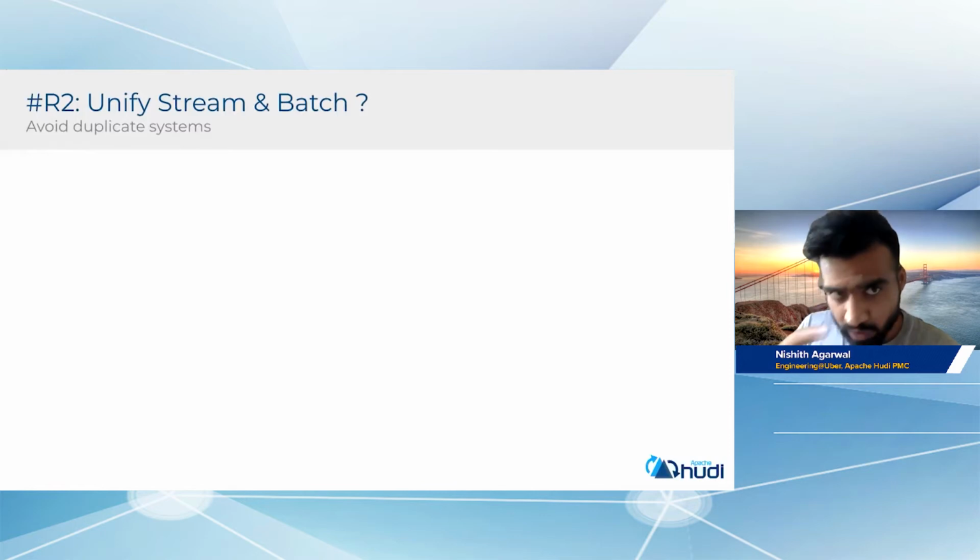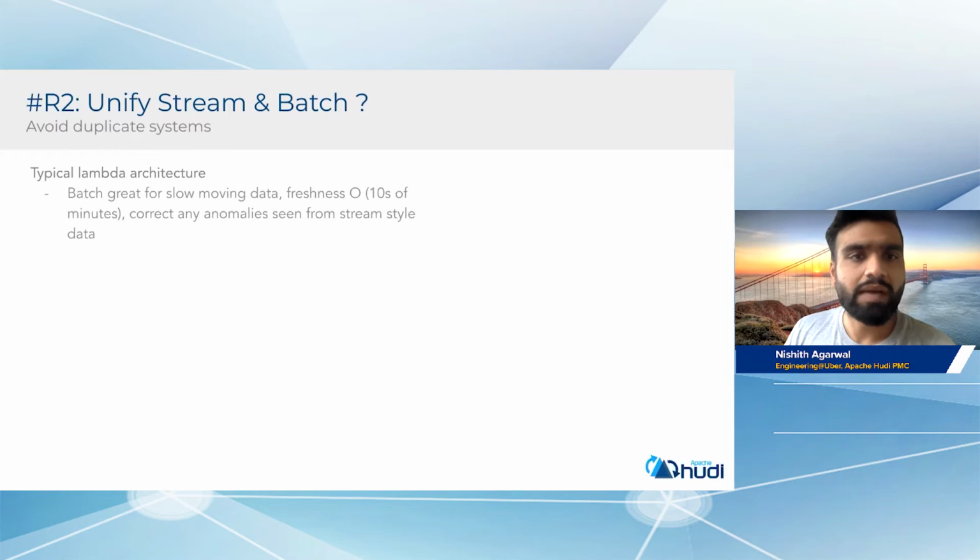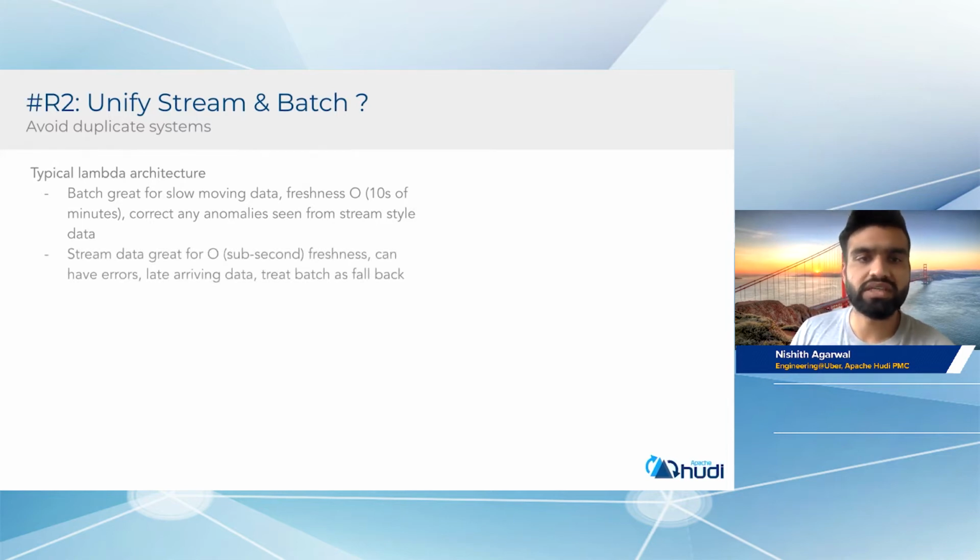I talked a little bit about unifying stream and batch, so let's talk about that a little bit more. A typical Lambda architecture is: batch is great for slow moving data, on the order of tens of minutes. And then stream style processing is generally on the order of sub-second latency. You get stream data and solve the use cases that you have for low latency data, but then you treat batch as your fallback, right? And there are different kinds of processing engines that you would use for that, and that's totally fair.